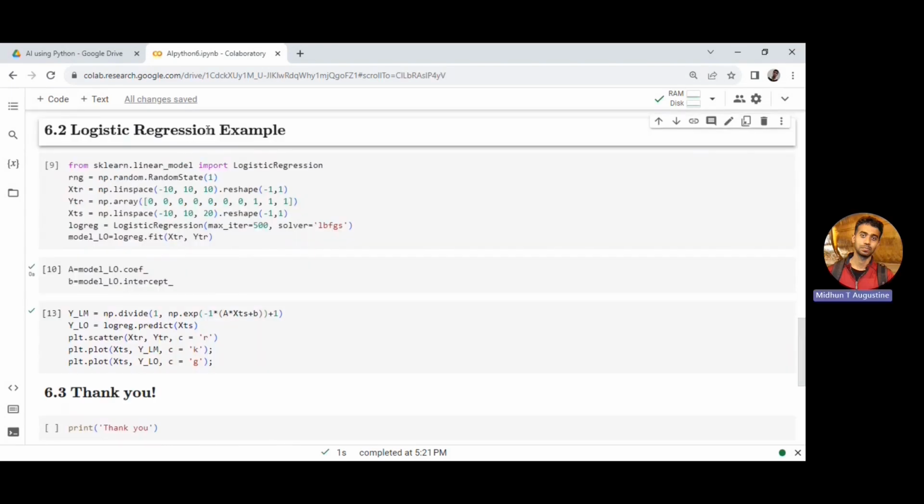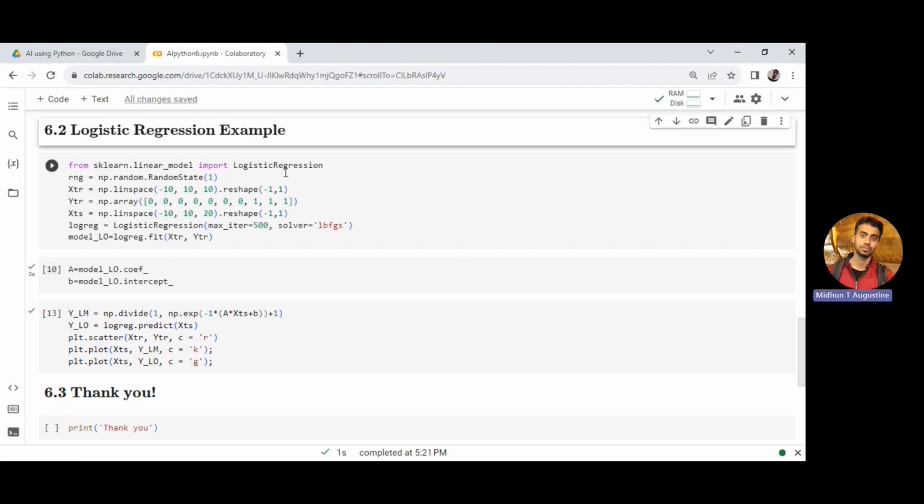Next, we consider an example for illustrating logistic regression, in which we select the training input xtr as 10 equally spaced data points between minus 10 and 10, and we rearrange this in the form of a column array. The ytr is defined as an array containing 10 elements, where we select the first 7 elements as 0 and the remaining 3 as 1. Similarly, the test input xts is selected as 20 equally spaced points between minus 10 and 10.